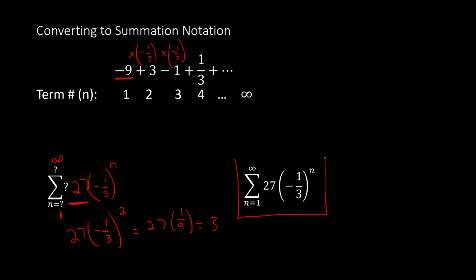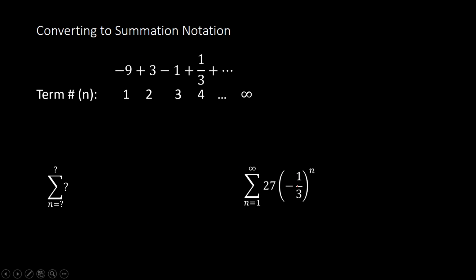Put a 1 in for the bottom, infinity on the top, and then 27 times negative 1/3 to the n power over here. Now, like I said, there are other ways that we can write this. And I'm going to show you one other way that you could represent the same summation notation.